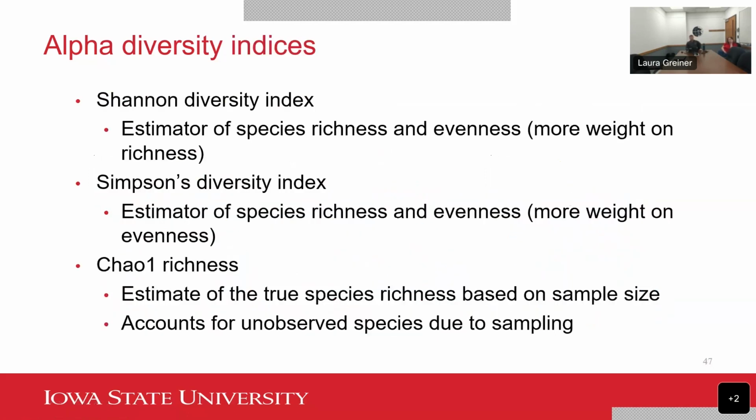From that, there are a few indices that we use to quantify that diversity. Just to touch on some of those that we'll typically look at. Shannon Diversity Index is an estimator of richness and evenness, but that index puts more weight on richness. Simpson's Diversity Index is kind of the inverse, where we're still looking at richness and evenness, but there's more weight on evenness. And then Chao1 richness is estimating the true species richness of a sample, and that index tries to account for unobserved species that may be due to sampling.